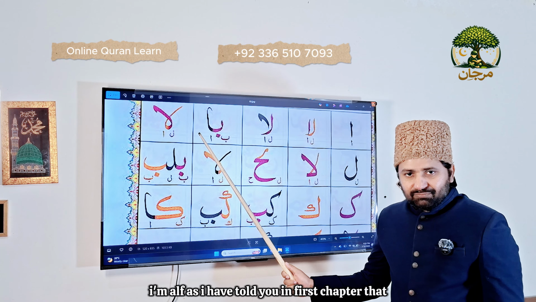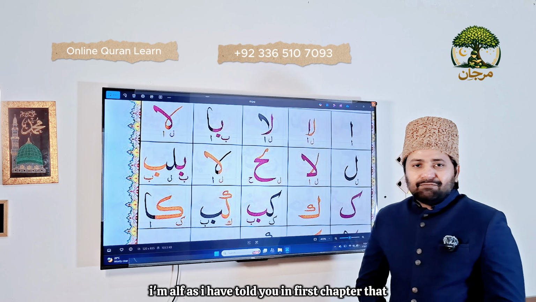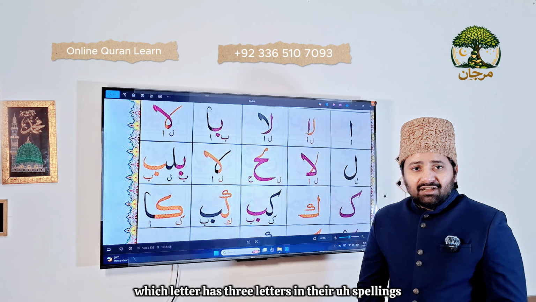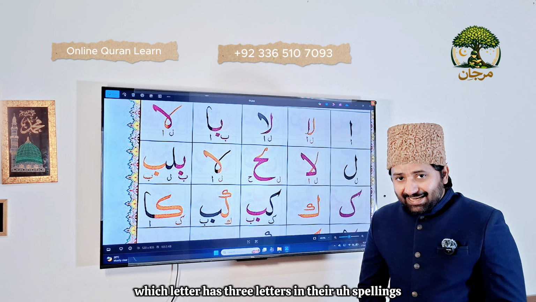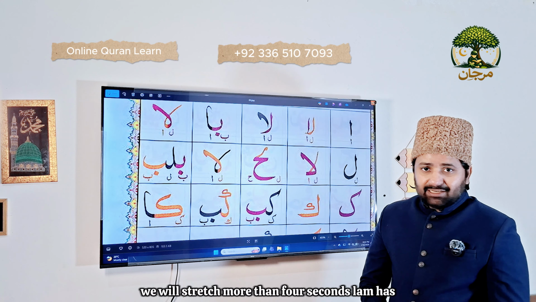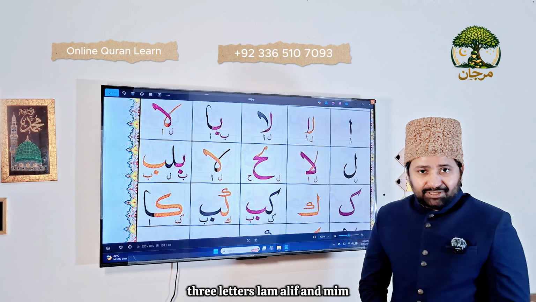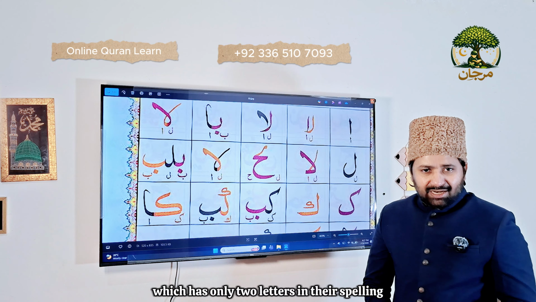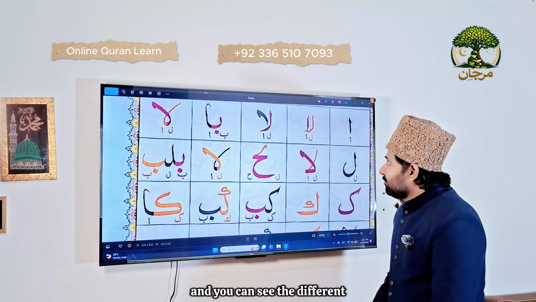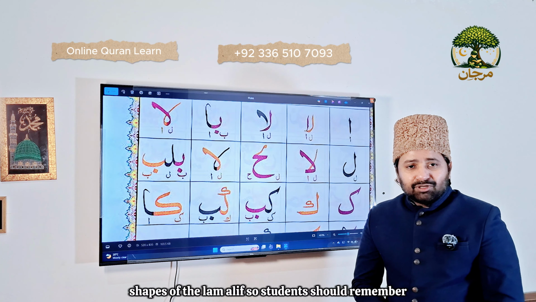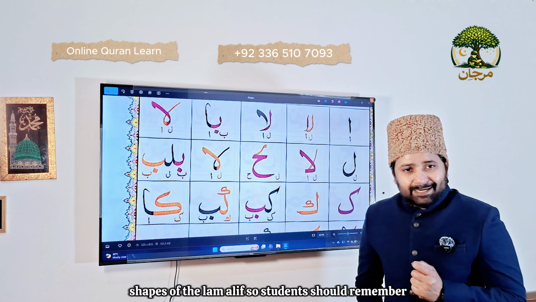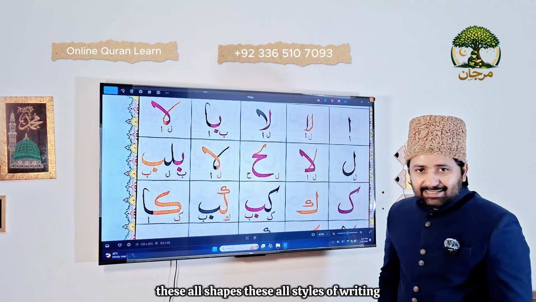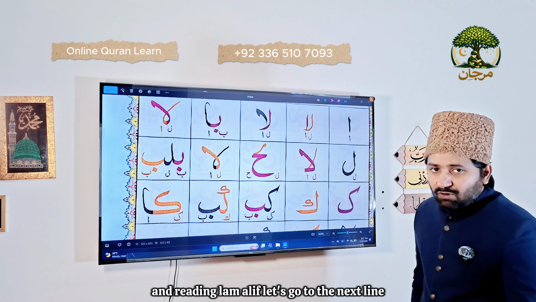Lam alif. As I have told you in the first chapter, for a letter which has 3 letters in its spelling, we will stretch more than 4 seconds. Lam has 3 letters: lam, alif and mim. That's why I'm stretching more than for a letter which has only 2 letters in its spelling. And you can see the different shapes of the lam alif. So students should remember all these shapes, these styles of writing and reading lam alif. Let's go to the next line.